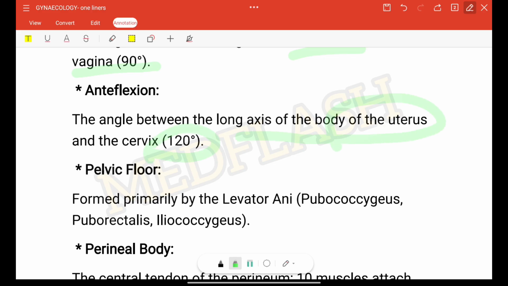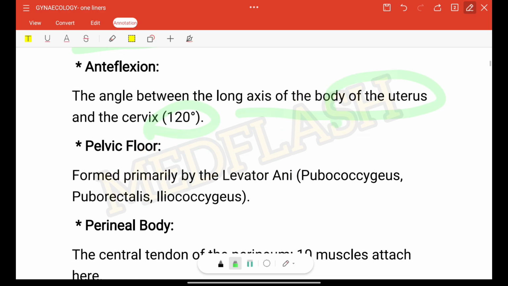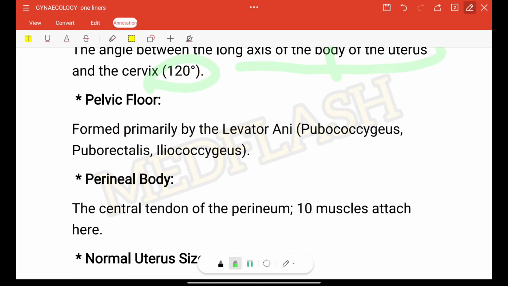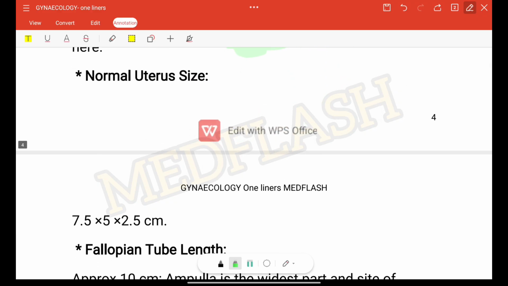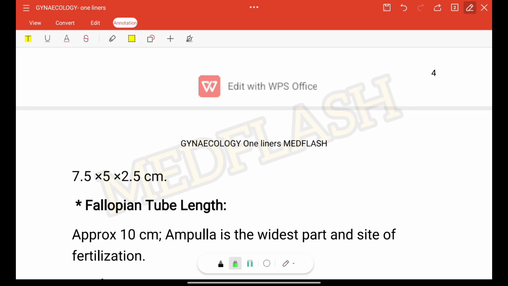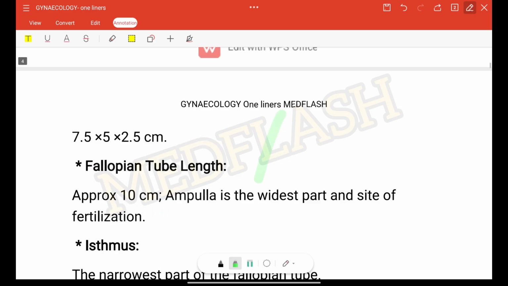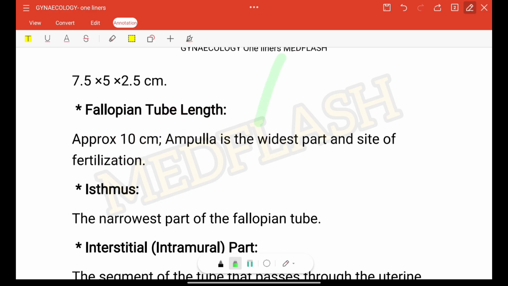Pelvic floor, formed primarily by the levator ani muscles, which are pubococcygeus, puborectalis and iliococcygeus. Perineal body, the central tendon of the perineum, 10 muscles attached here. Normal uterus size around 7.5 by 5 by 2.5 centimeters. Fallopian tube length approximately 10 centimeters.